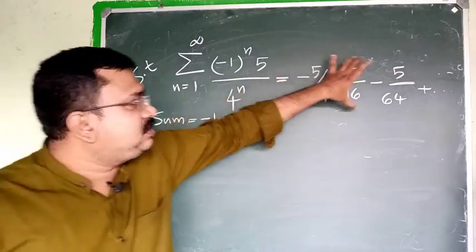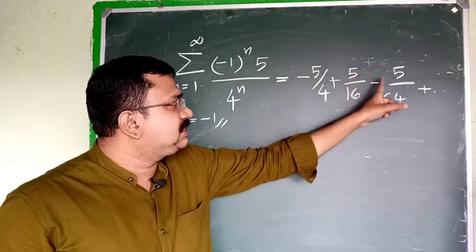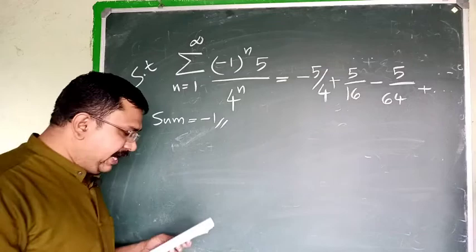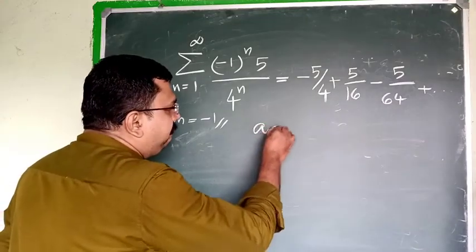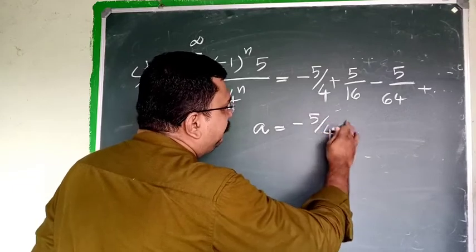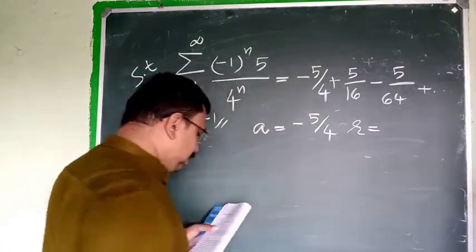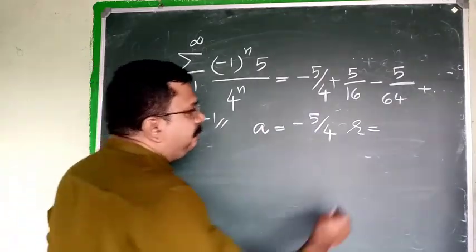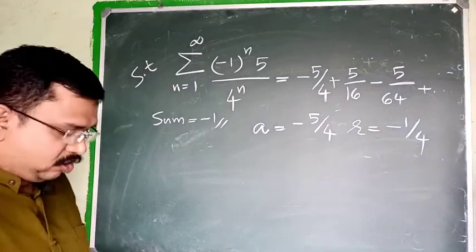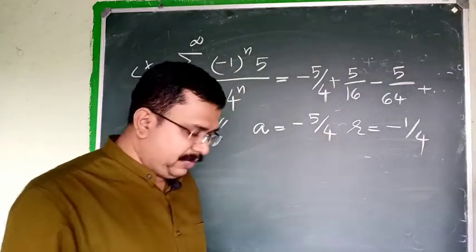Okay, this is our series: minus 5 by 4 plus 5 by 16 minus 5 by 64 etc. Okay, remember that here what is our first term? a is the first term, which is equal to minus 5 by 4. And what is the common ratio? r, the common ratio, is minus 1 by 4. Okay, common ratio is minus 1 by 4. First term is minus 5 by 4.